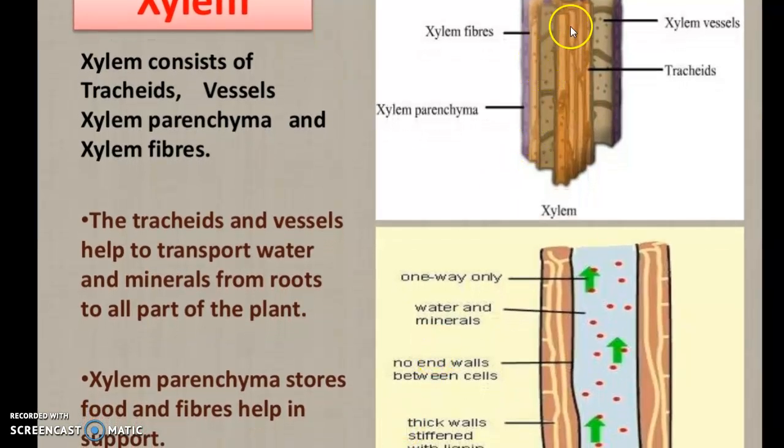So here in the diagram you can see that these are the xylem vessels. These are long tubular cells which join end to end, and their cross walls have no walls, right? See, these are the xylem vessels. They do not have any end walls. These are the tracheids. You can see that they are spindle shaped cells with overlapping ends. These are the xylem fibers and these are the parenchyma cells. Parenchyma cells are living cells. They store the minerals and water for the plant for future use.